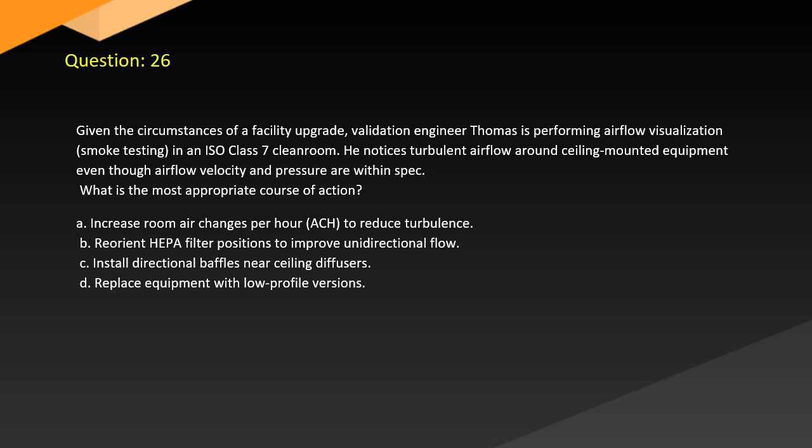Question 26. Given the circumstances of a facility upgrade, validation engineer Thomas is performing airflow visualization smoke testing in an ISO Class 7 cleanroom. He notices turbulent airflow around ceiling-mounted equipment even though airflow velocity and pressure are within spec. What is the most appropriate course of action? A. Increase room air changes per hour to reduce turbulence. B. Reorient HEPA filter positions to improve unidirectional flow. C. Install directional baffles near ceiling diffusers. D. Replace equipment with low-profile versions.